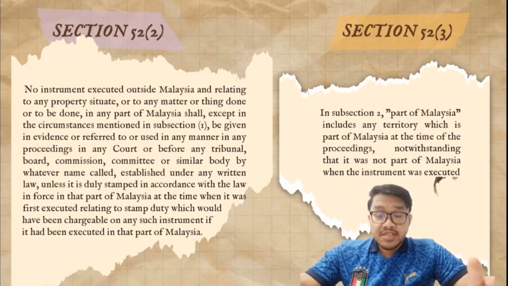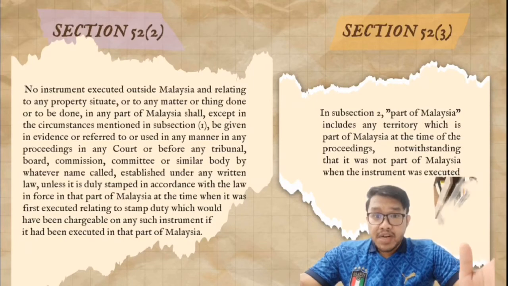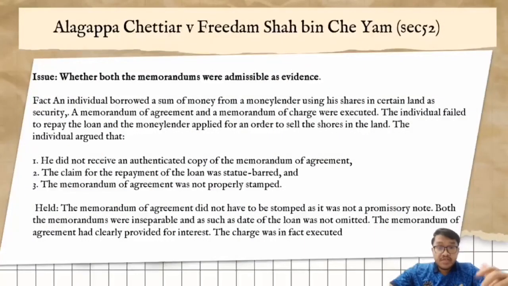Section 52 subsection 3 also mentions that in subsection 2, part of Malaysia includes any territory which is part of Malaysia at the time of the proceedings, notwithstanding that it was not part of Malaysia when the instrument was executed. Okay, for section 52, we can refer to the case of Alagapa Chettiar versus Freedom Shah bin Cik Yam.